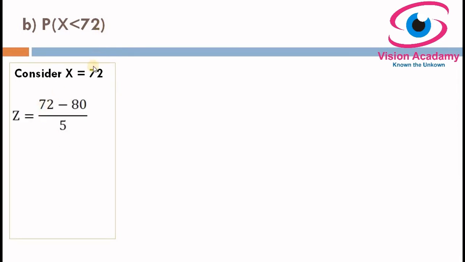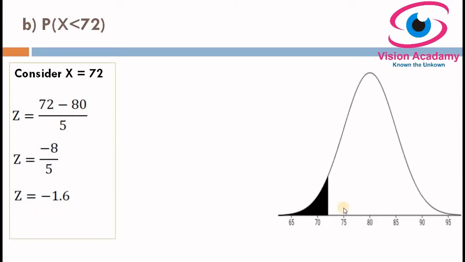So I have replaced all the values. X is 72, mu is 80, and the standard deviation is 5. When we simplify this, 72 minus 80 is minus 8, divided by 5. When we simplify this, our Z value is minus 1.6. Now we have to plot this Z value in the table, and we have to shade our interested area in the normal curve. Later we will obtain the Z score for our interested area.